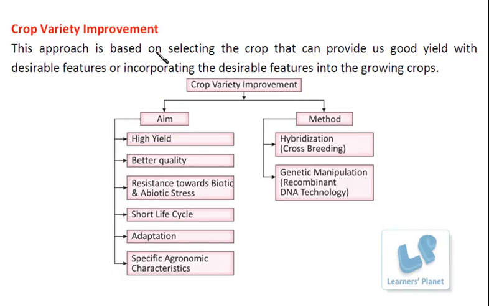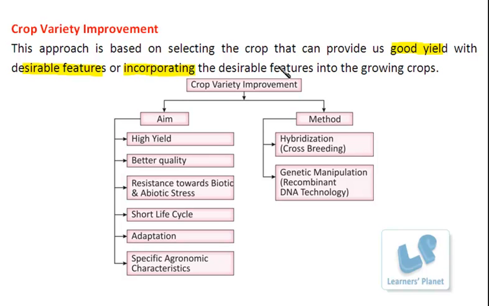So students, as I already said, this crop variety improvement is based on what? On selecting the crop. Which type of crop? Which can provide us good yield with desirable features. And if these desirable features are not there in these crops, then of course practices should be followed to improve the crop, right? And when I say that the crop is selected, what is meant by this is that we are going to select the seeds for the production of the crop, right?